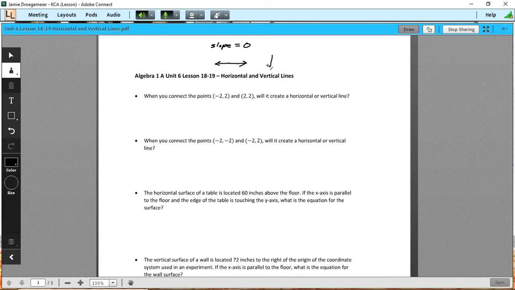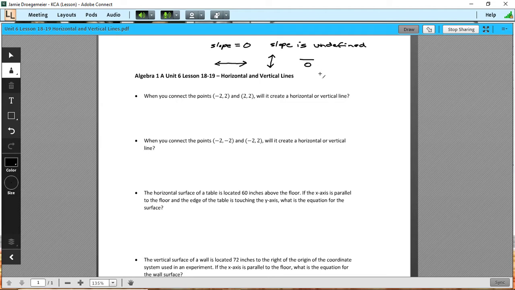Vertical, straight up and down. Vertical lines have what we call an undefined slope. So when you think about an undefined slope, the reason it's undefined is because if we think in our fraction, we have a 0 in the denominator, which makes it undefined. All right, and so we're going to look at some examples here.